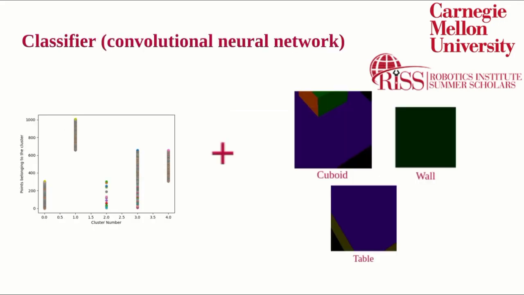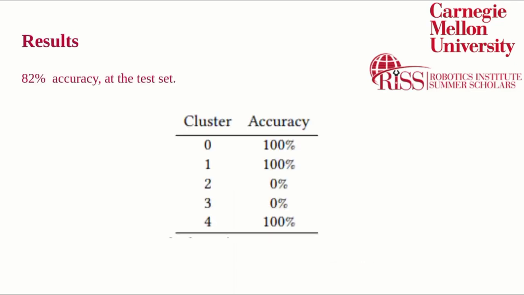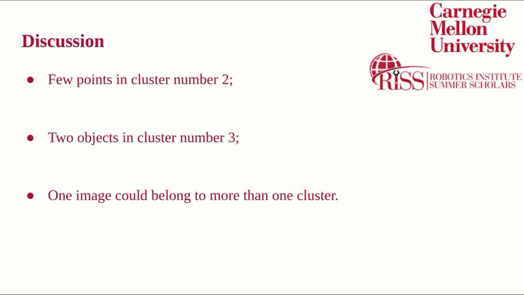These clusters, as well as RGB image patches from each point, were used to train a visual classifier. The classifier presented an 82% accuracy over the test set. The algorithm predicted 100% correctly for clusters number 0, 1, and 4. The low accuracy for cluster number 2 occurred due to the small amount of points for that cluster.